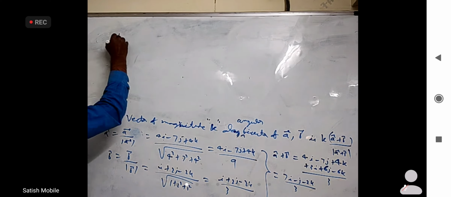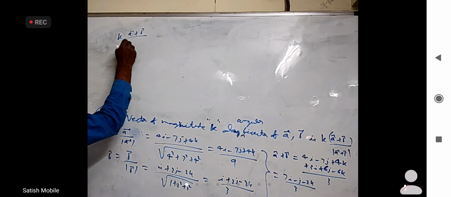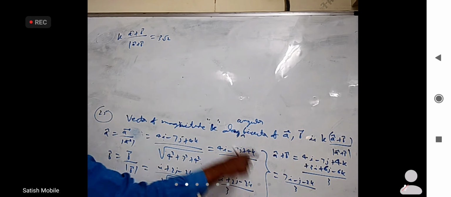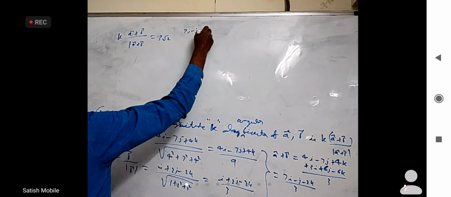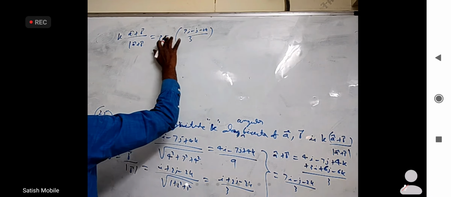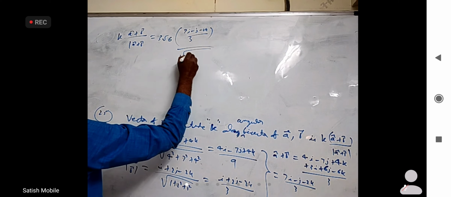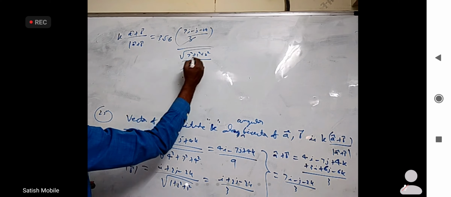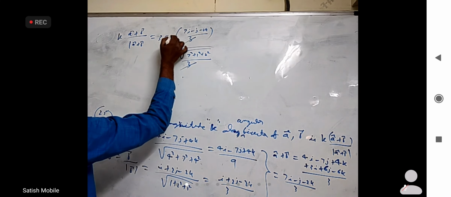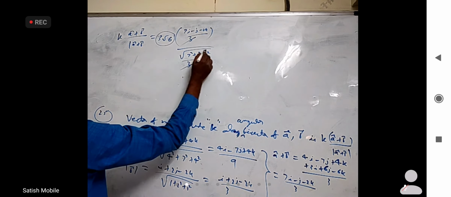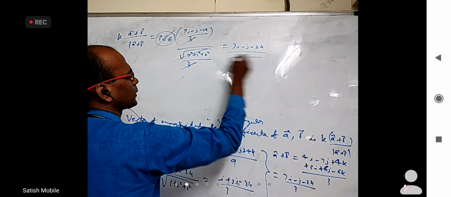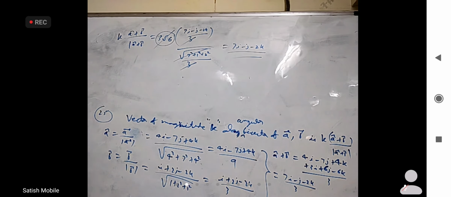Okay, now k into A cap plus B cap by magnitude of A cap plus B cap is 3 root 6 into 7i minus j minus 2k by 3, by square root of 7 square plus 1 square plus 2 square by 3. 3 and 3 will cancel. This is 49, 50, 54, this is also 54. So this 3 root 6 and this total will cancel. You will simply get 7i minus j minus 2k. Is it clear?